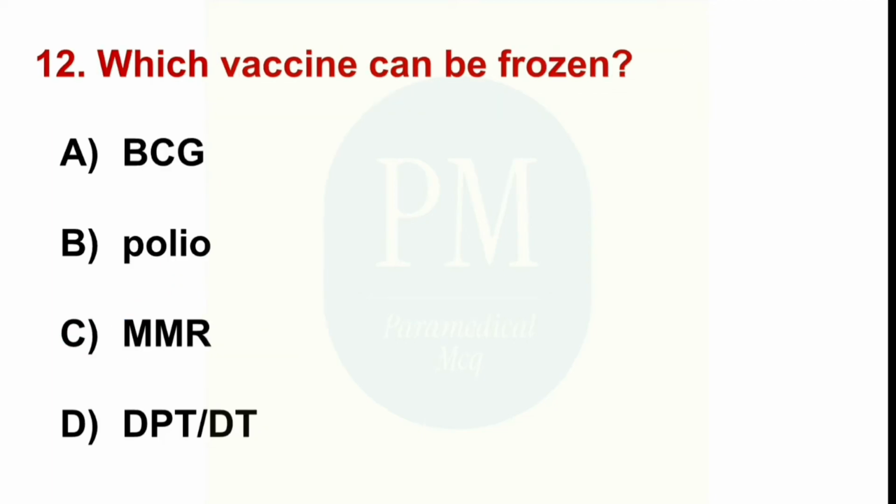Which vaccine can be frozen? Option A. BCG. Option B. Polio. Option C. MMR. Option D. DPT or DT. The correct option is option C. MMR.